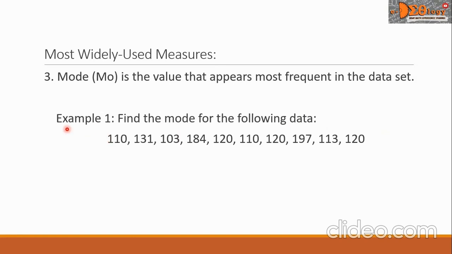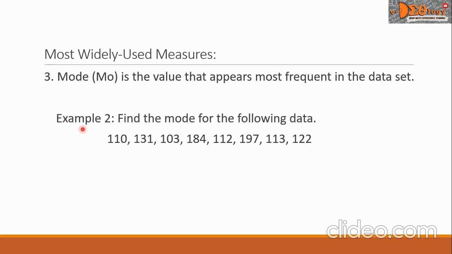Let's have example 1. Find the mode for the following data. Let us simply observe which value appears most frequent. We can observe that this 120 appears 3 times. There is another value, this 110, appears 2 times, while others appear only once. In this distribution, the mode is 120. This is our final answer.